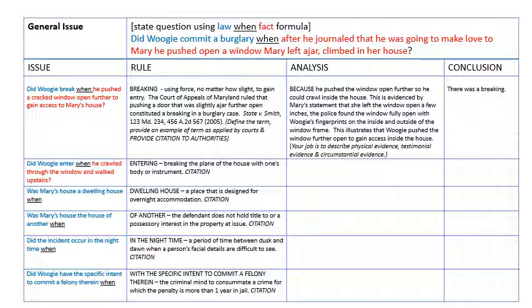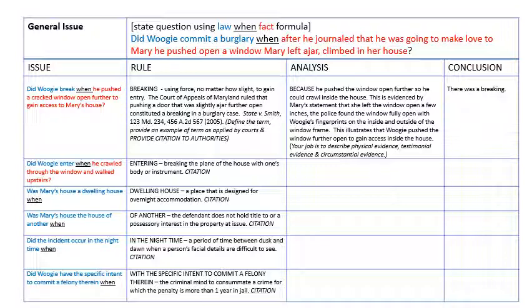Elements of crimes are frequently referred to in jury instructions even. So when a judge is instructing a jury, the judge will literally instruct the jury that the elements to the crime of burglary are that there has to be a breaking, the next element entering, the next element dwelling house, next element of another, next element of nighttime, and the next element with the specific intent to commit a felony therein. So these are the elements of a burglary. And these are going to really be all the things that have to be proven by the state beyond a reasonable doubt, if you remember back into your week 2 module, to prove that Woogie was guilty of a burglary.